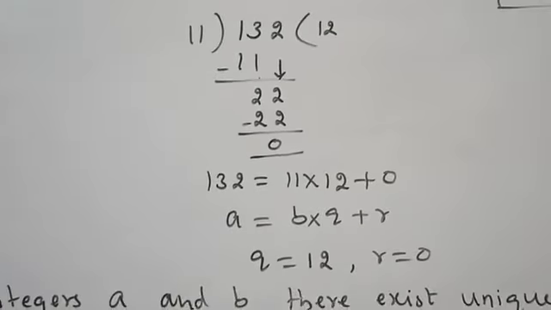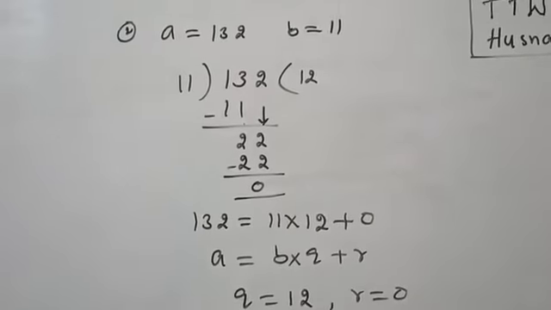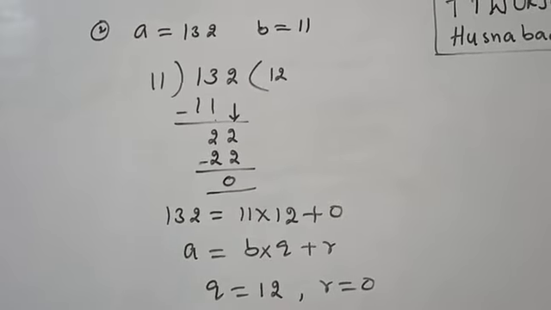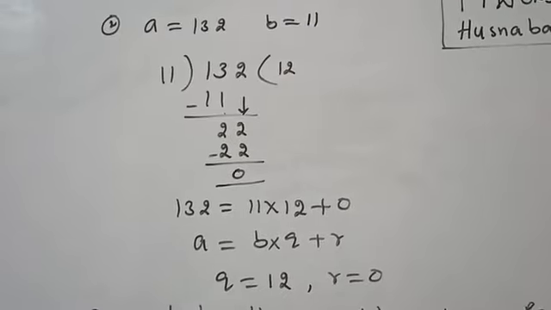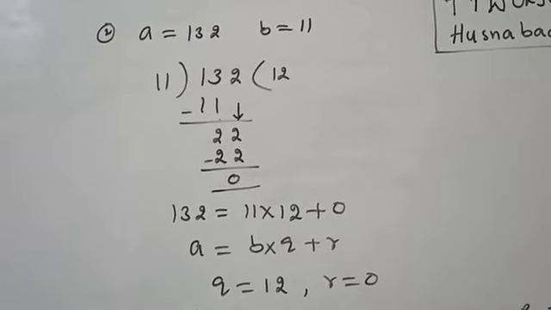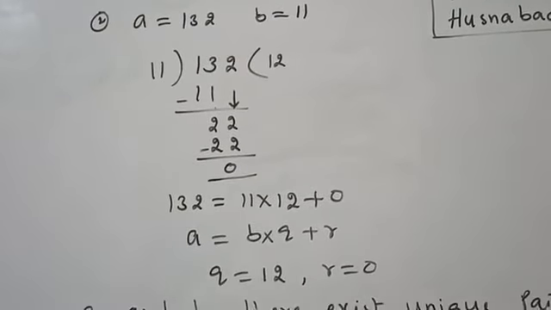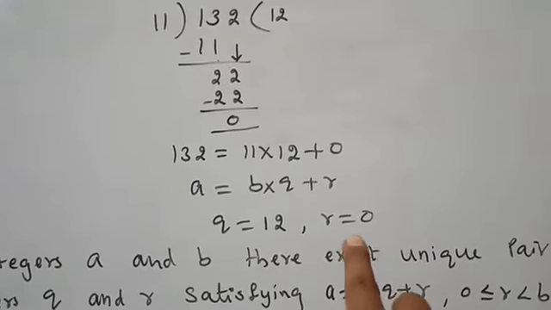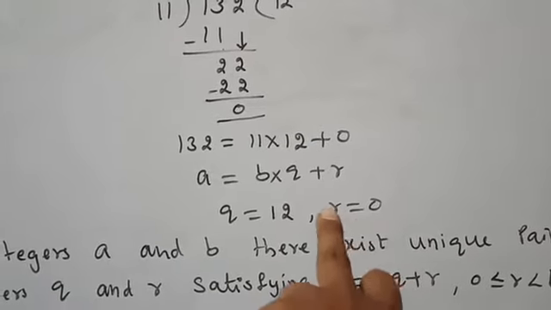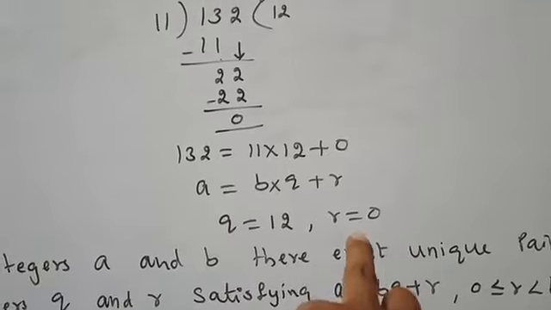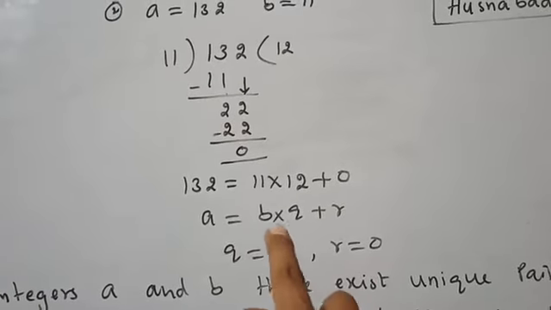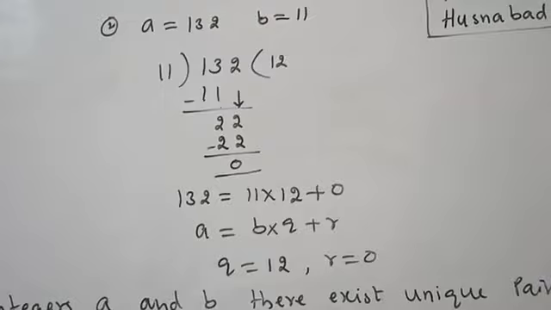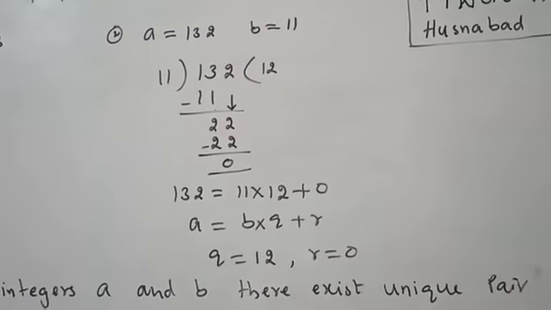See the problem here. In this problem, a equal to 132, b equal to 11. 132 is greater than 11. So to find the HCF of 132 and 11, following the division algorithm, what did you get? The remainder is 0. So what is the b value? 11. That 11 is the HCF of 132 and 11.